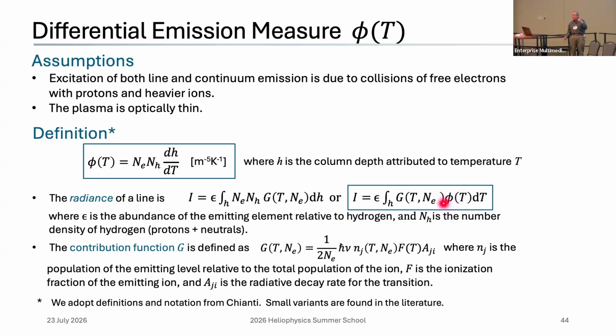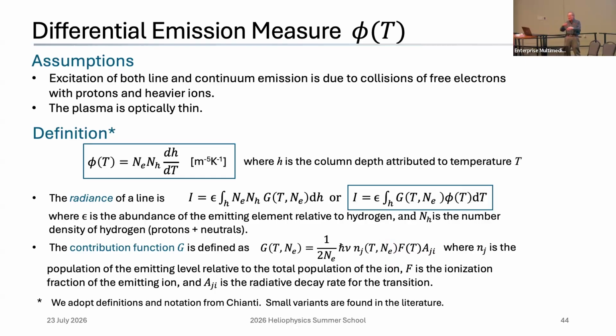How much is there at that temperature? And then this thing called the contribution function is all the atomic gore, right? If you know how many 5 times ionized oxygen ions there are at a given temperature, you still don't know how much light that's going to make. You need the atomic calculations. Normally, you will not be doing that. You will rather be looking it up, right? And the contribution function is a function of temperature and density and the ionization fraction, right?